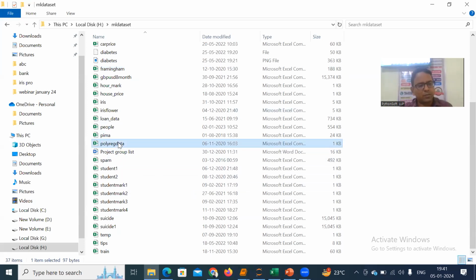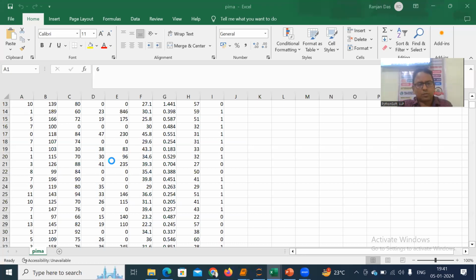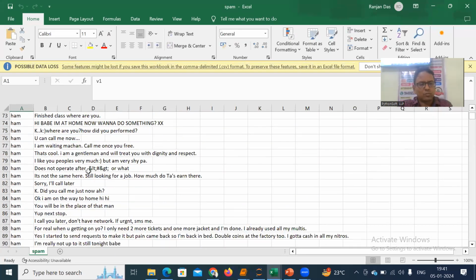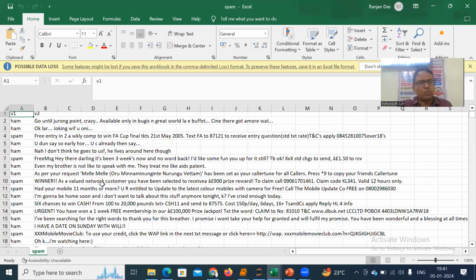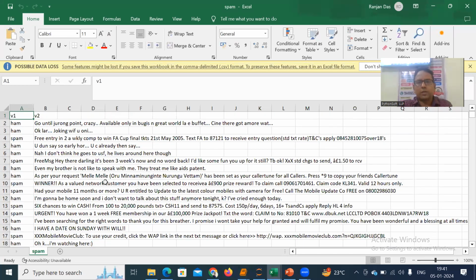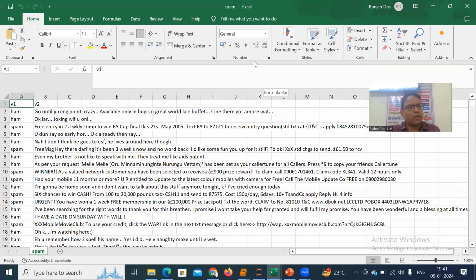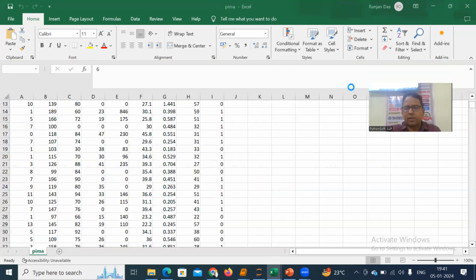Another data is like, see here. This is one text data. This is text data, spam or not. This data set is used to predict whether a message is spam or not. Okay, so I'll give you a real-time example today also.